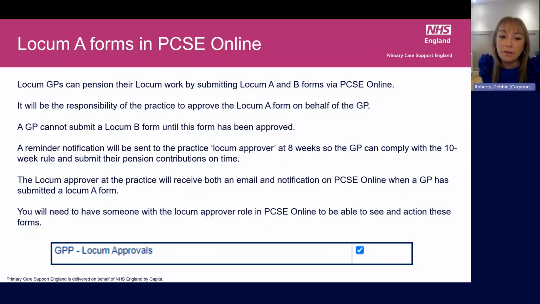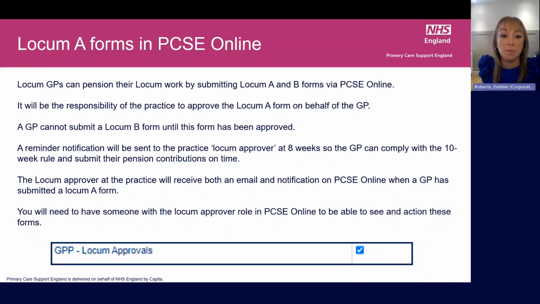Now, I'm assuming you're aware, you might not be, but a locum has got to comply with a 10-week rule. So what will happen is if a GP has submitted a Locum A form through PCSE Online, it's come through to your practice, and PCSE will send a reminder notification, which will be sent to the practice's Locum approver role, so the person that has that role in PCSE Online, and we'll send that at 8 weeks. So it is really important that if you do have this role in PCSE Online, that you're responsibly going in and approving the forms for the locum GP, just so they can comply with the 10-week rule and be able to submit their pension contributions on time.